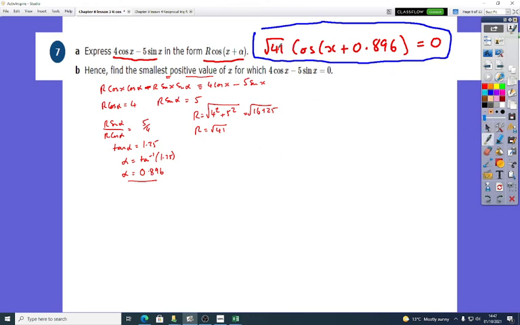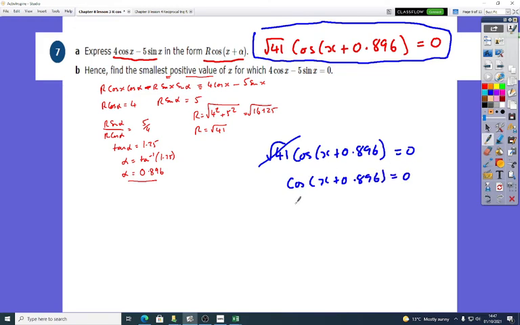So if I was to solve that for equal to 0, I will divide by this coefficient, which will go to 0, and then I'm left with, so I'm going to write it all over again so you understand, root 41 cos x plus 0.896 equals 0, divided through by that, so you end up with cos x plus 0.896 equal to 0. Take the cos to the other side, so I'll get x plus 0.896 is equal to cos inverse of 0.